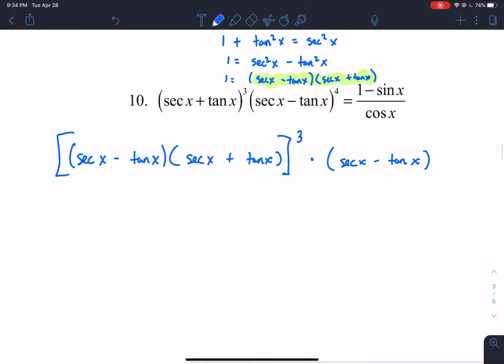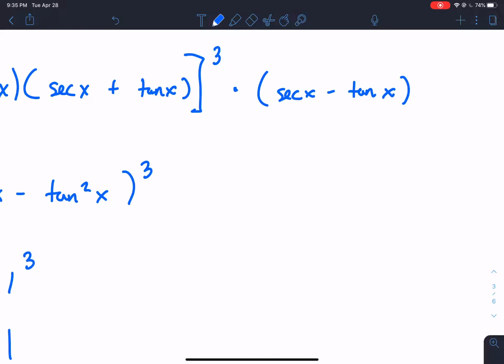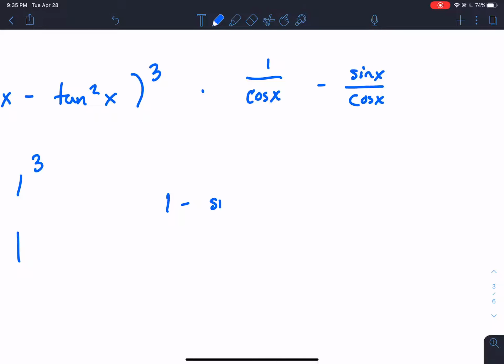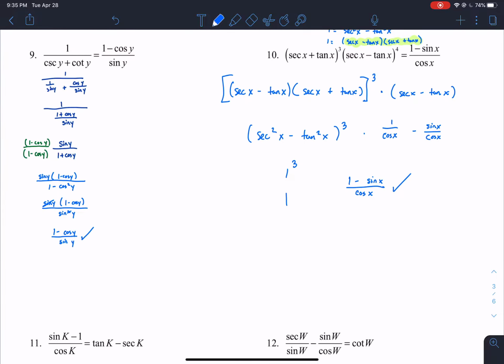Now we already know that if we multiply here, this is going to be secant squared minus tangent squared to the 3rd power. And we already know that that comes out to be 1. So this whole thing just becomes 1. Now secant minus tangent, if you change that to be just sine and cosine, you get 1 minus sine over cosine, which is what you need. So you're looking to just put pairs together to come up with your answer.